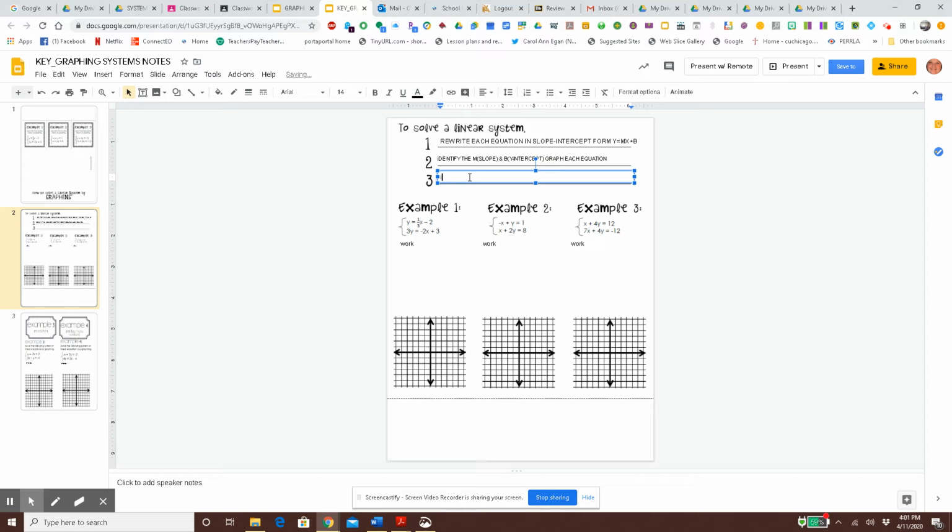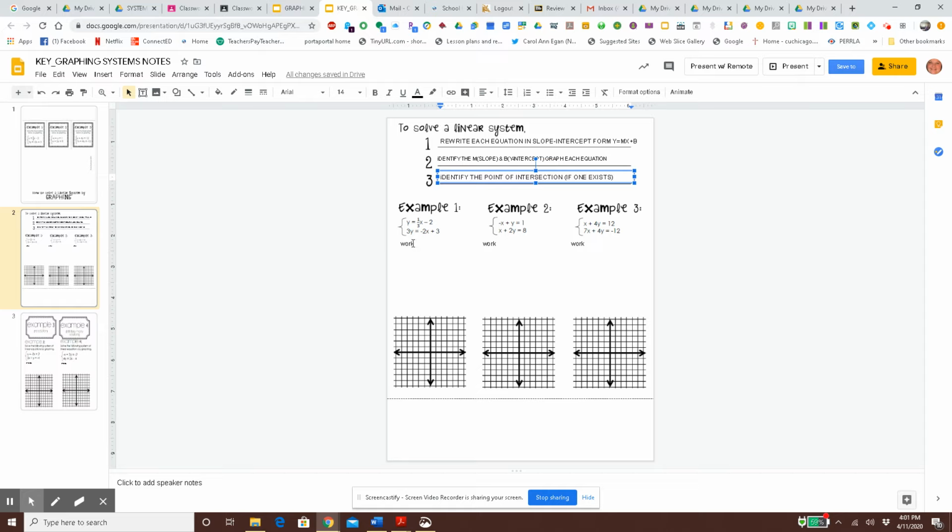And then the third step is I need to identify the point of intersection if one exists. So if one exists, that means that there's an answer to the system. If one doesn't exist, it could mean that there's no solution or there's a solution. We're going to be going over those as well.